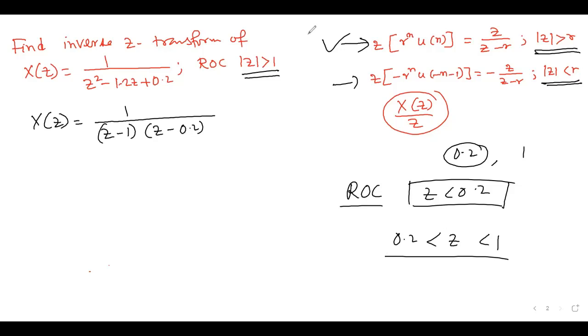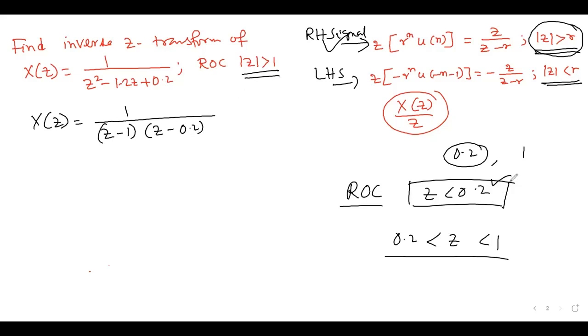Okay, this is the right hand signal. This is the left hand signal. RHS means right hand signal. This is the left hand signal. Look at the ROC carefully. Mod z greater than r. So here, how many r are there? One r is 1, another one is 0.2. Now it is given z greater than 1. That means both are considered to be a right hand signal, because 1 is greater than 1, and 1 is satisfying this as well as this, because 1 is greater than 0.2.